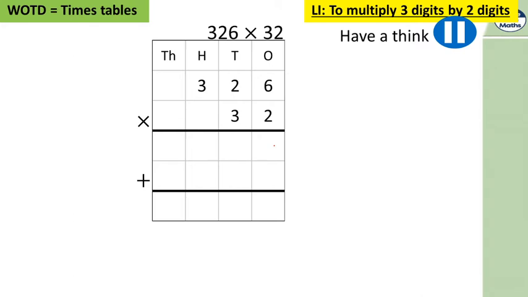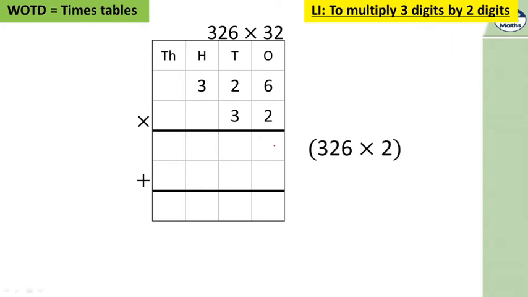So what do we need to do first? We need to do our ones column. So we're going to do 326 times 2 first, before we then go on to do 326 times 30. But let's just concentrate on the ones for now. So the first thing we need to do is 2 times 6. 6 times 2 is 12. So we have our 10 ones exchanged into the tens column because it's worth 1 ten. Remember, the maximum digit you can have in a place value column is 9. So that's what we have to exchange over. And then we've got our 2 ones.